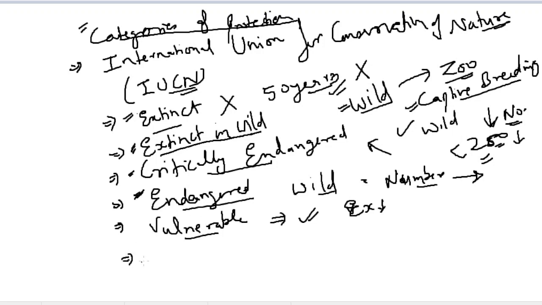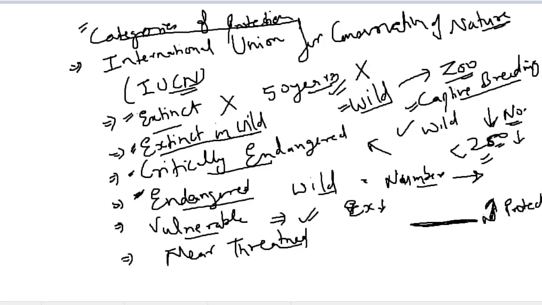Now another level is near threatened. Near threatened are the species which do not currently require protection, but they are close to the verge. Consider an example: if a species is above this line, then it requires protection, and if below this line, then it does not require protection. Near threatened species are sitting near this line, so they can turn into vulnerable or they can remain near threatened. And another category, the last category, is least concern.